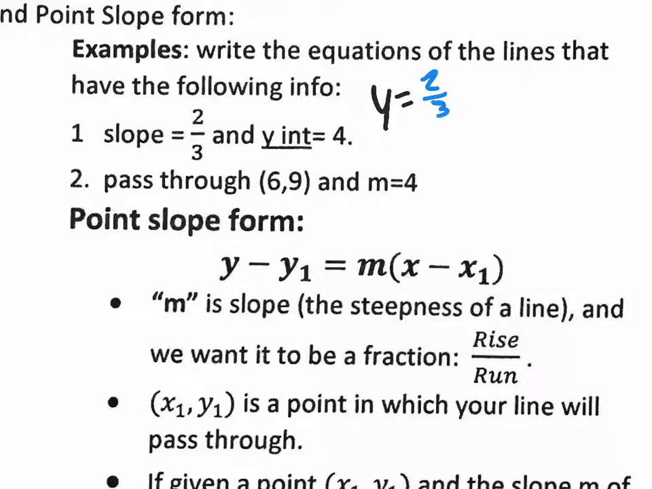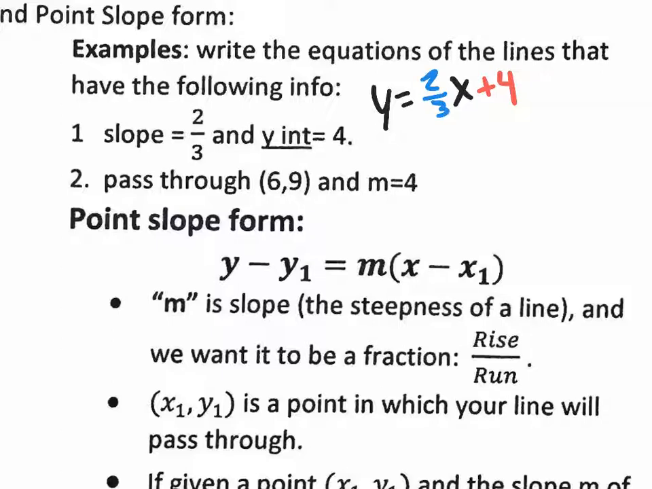2 over 3 x plus 4. The b value is 4. Perfect. Done. That's slope-intercept form. I wrote an equation given the information that they provided. Okay, now number 2 is a little bit more interesting. It's a little bit more fun, right?